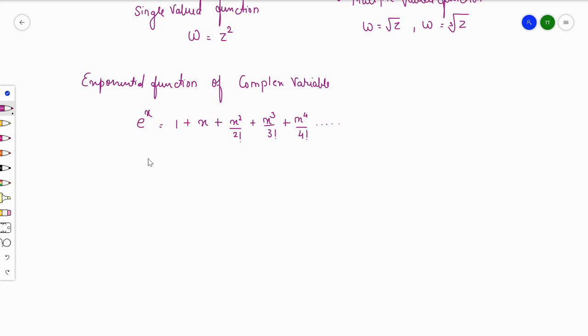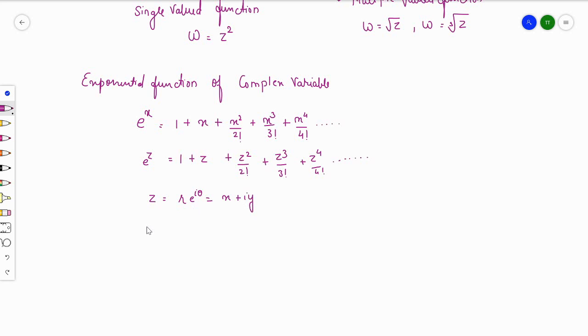Okay. Now if z is any complex number, we will write e raised to power z as 1 plus z plus z square upon factorial 2 plus z cube upon factorial 3 plus z raised to power 4 upon factorial 4, and so on. What is z? Z we can write as x plus iy, or you can write z as r multiplied by e raised to power i theta, or you can write x plus iy in the Cartesian coordinate system.